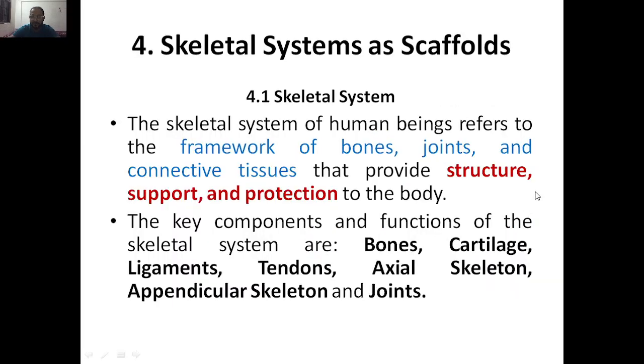So today we are going to discuss skeletal systems as scaffolds. So far we discussed muscle systems as scaffolds. Similarly, we have skeletal systems for scaffolds. For muscle systems as scaffold, we discussed 5 different topics there.